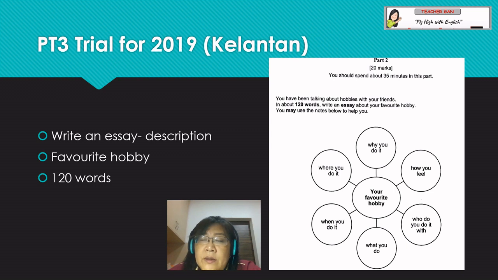So there is a mind map here where you have a bubble map where you have your favorite hobby, and then around it you have the WH questions. So remember that you have to write an essay. So this is a description because it is about a favorite hobby, and remember you have to write 120 words.